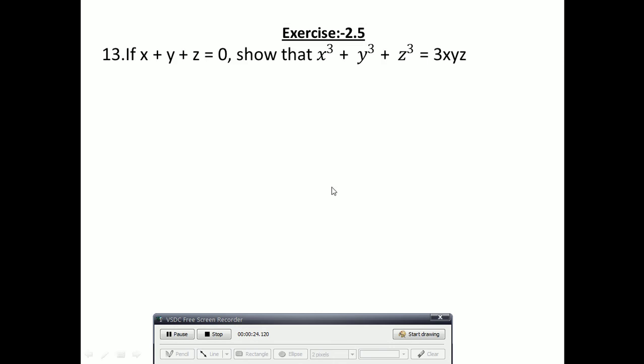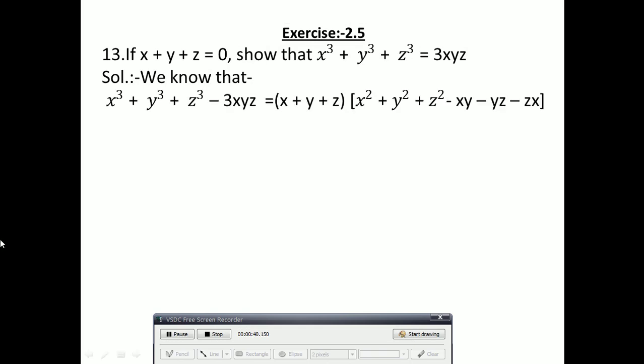If x plus y plus z is equal to 0, then show that x cube plus y cube plus z cube is equal to 3xyz. Now listen. Students, we know the last identity that we used: x cube plus y cube plus z cube minus 3xyz is equal to x plus y plus z times x square plus y square plus z square minus xy minus yz minus zx. Students, we have already used this identity in previous questions.